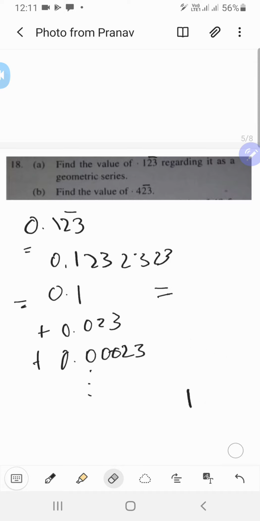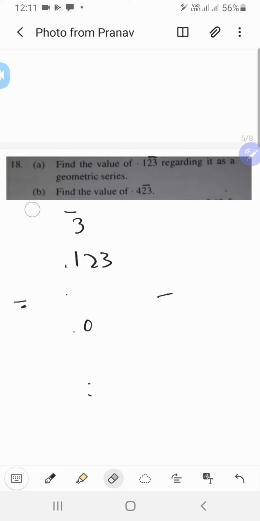Okay, let's move to the next question, which is find the value of 0.423 recurring. Once again, wait, what is this question? Find the value of 0.423 recurring. It's just 0.423 recurring. Maybe they are telling us to rationalize it, write it as a rational expression, or maybe write it as a geometric series. So if this is supposed to be a geometric series, then you pretty much get the same geometric series which we got in the previous question, just that 0.1 is replaced by 0.4.